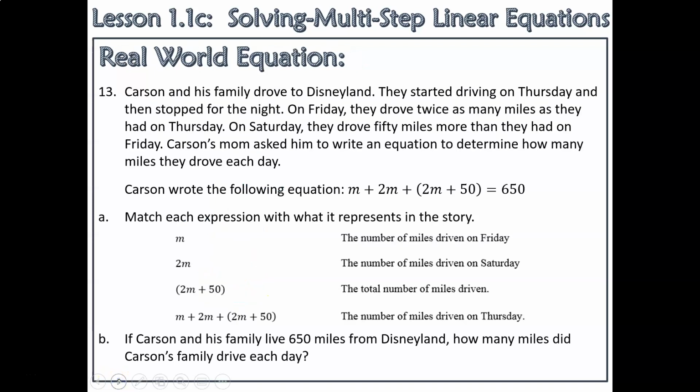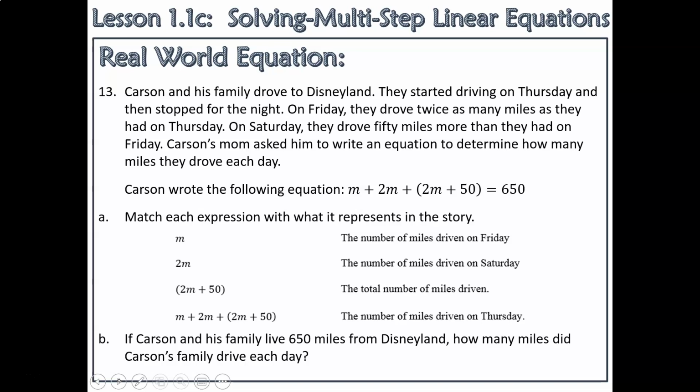All right, now we're on 13, word problems. It said Carson and his family drove to Disneyland. They started driving on Thursday, then stopped for the night. On Friday, they drove twice as many miles as they had on Thursday. On Saturday, they drove 50 miles more than they had on Friday. Carson's mom asked him to write an equation to determine how many miles they drove that day. He wrote the following equation.